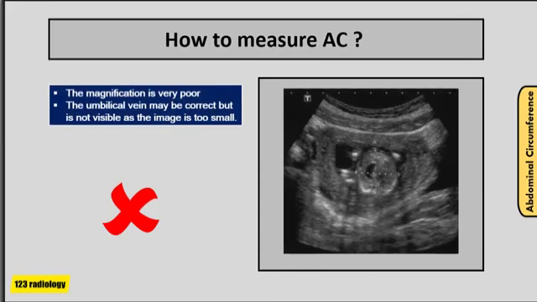Last case. As you can see, the magnification is very poor. The umbilical vein may be correct, but is not visible as the image is too small. So, this is an incorrect image to obtain abdominal circumference.